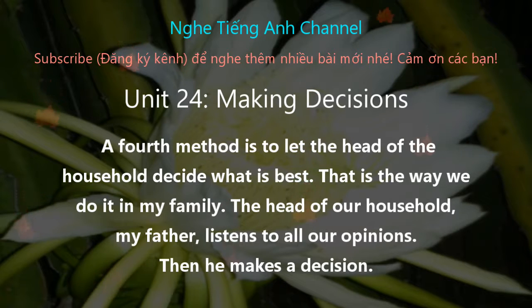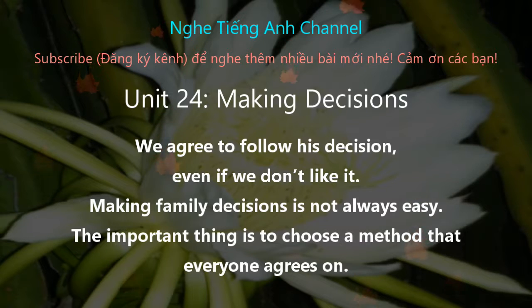A fourth method is to let the head of the household decide what is best. That is the way we do it in my family. The head of our household, my father, listens to all our opinions. Then he makes a decision. We agree to follow his decision even if we don't like it.